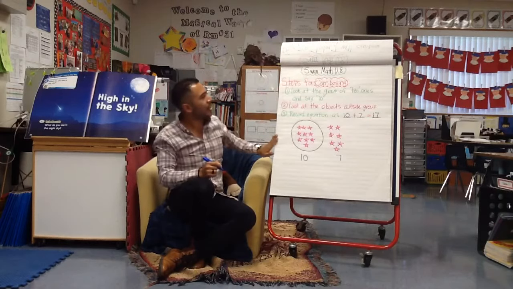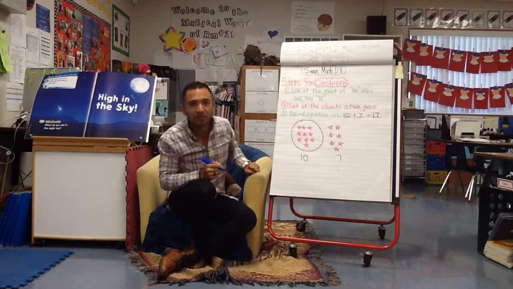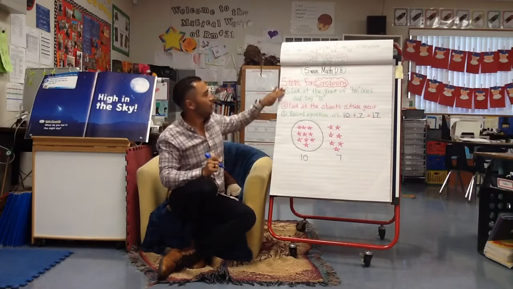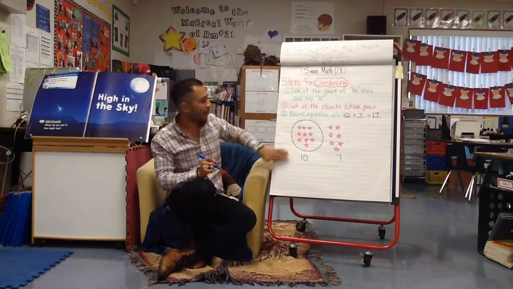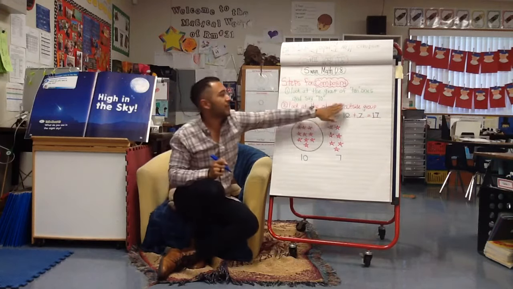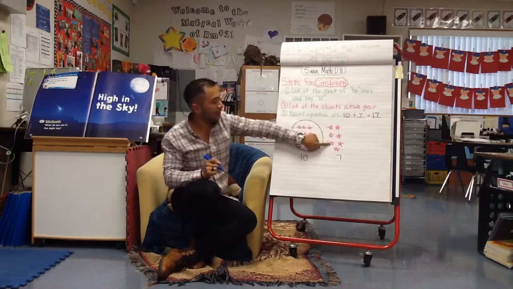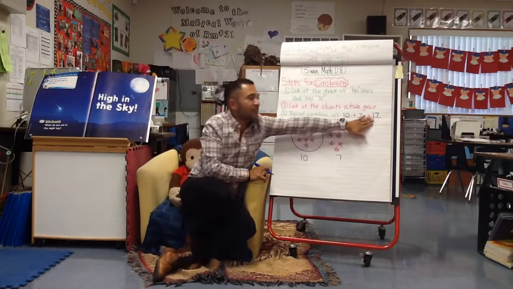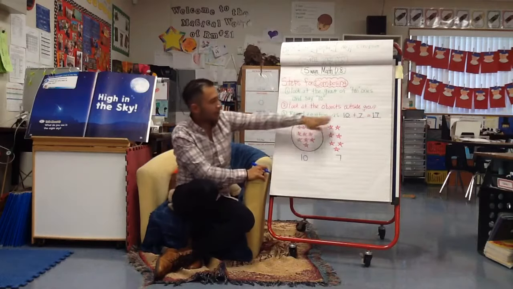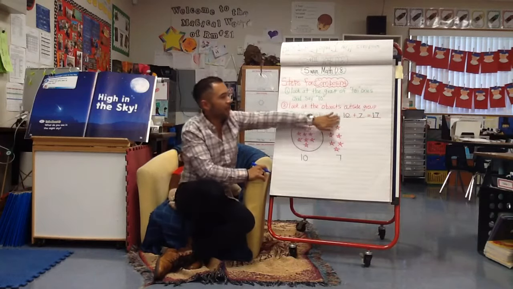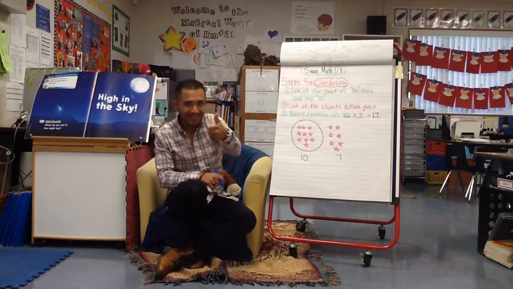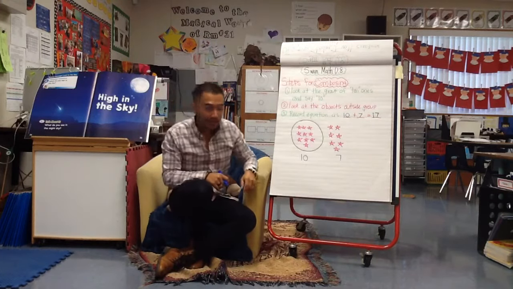So these are the steps for composing numbers. Let's review one more time. Look at the group of 10 ones and say 10. Okay, 10. Look at the objects outside the group. 10, 11, 12, 13, 14, 15, 16, 17. That's my total sum. Here's my part of 10, my part of 7. 10 plus 7 equals 17. There we go. Let's move on now.